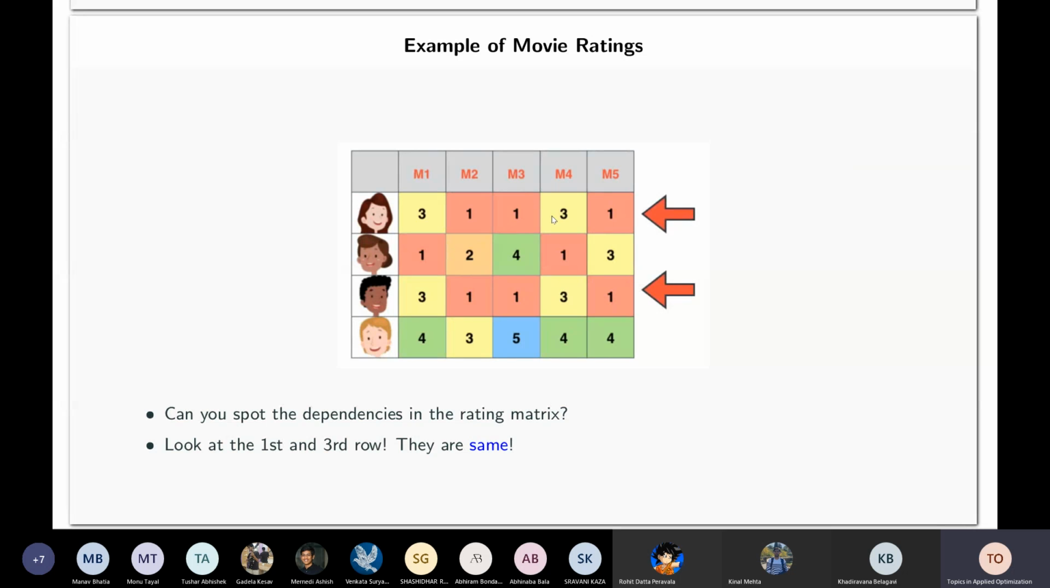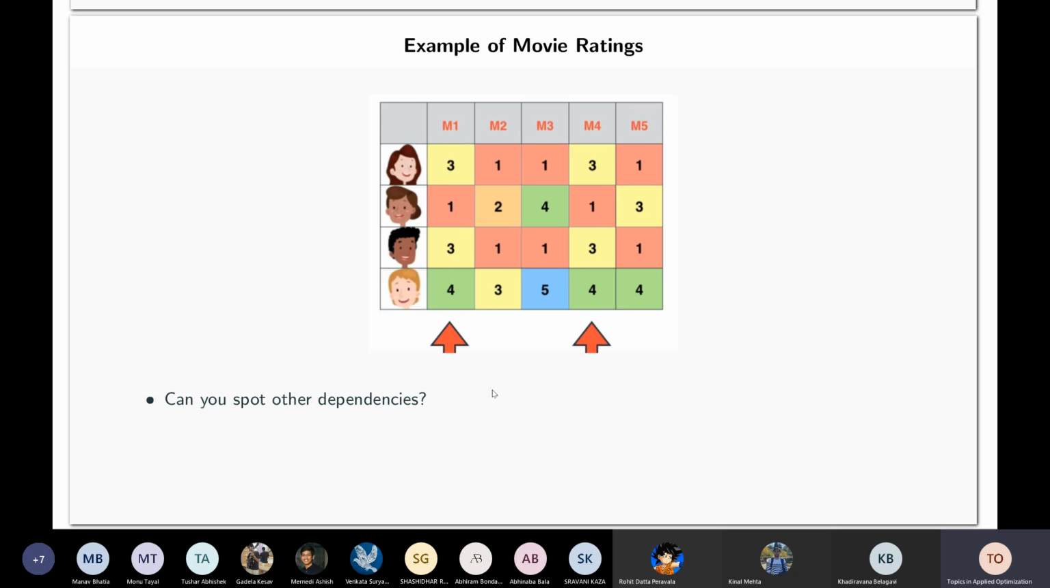Well, the dependency is like 3, 1, 1, 3, 1, and here also 3, 1, 3, 1. So they are exactly the same. So the third row is 1 times the first row. That's the dependency, right? Can we spot the dependency here? What do we see? Well, they are also the same. So the first column is the same as the fourth column. So they are dependent.